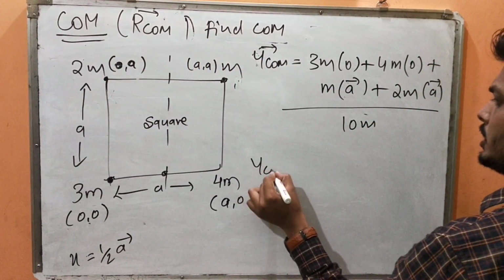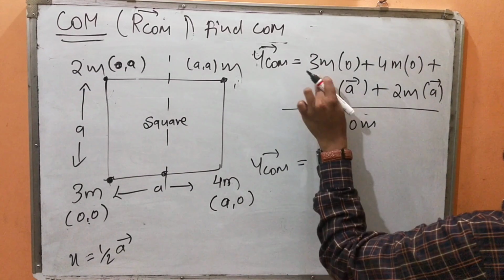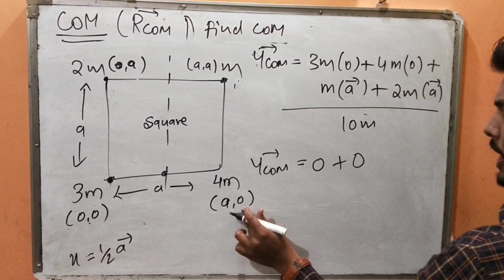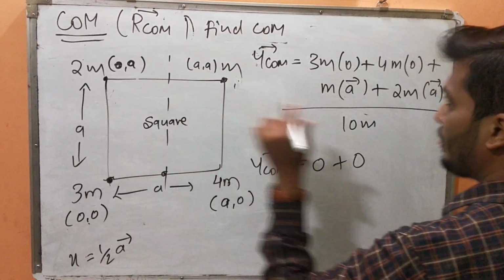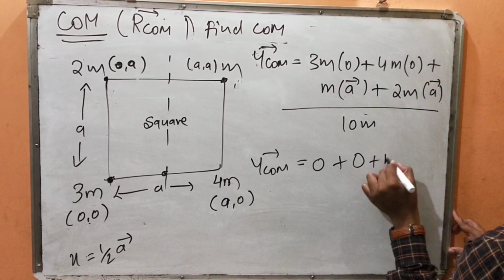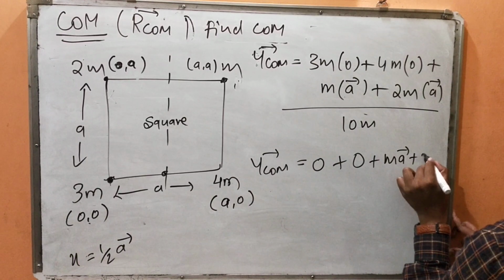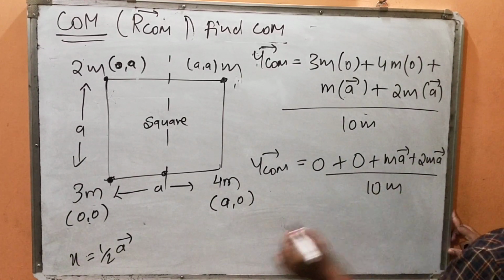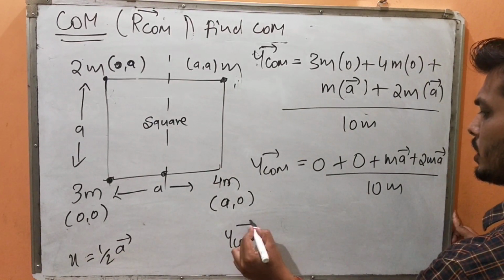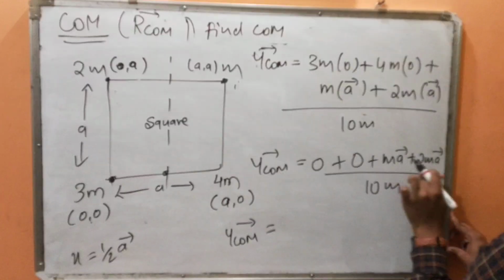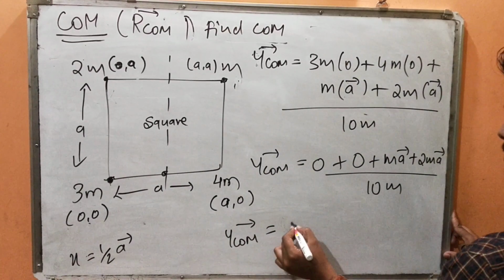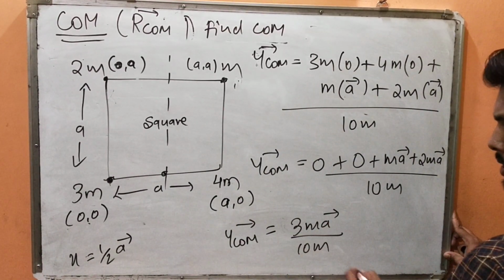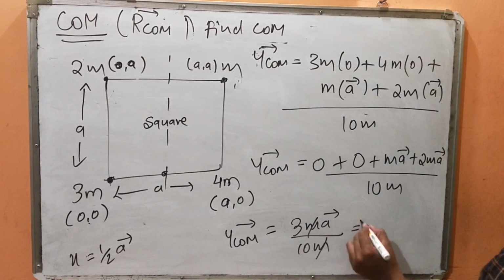Okay. So y center of mass will be what here? 3m into 0 will be 0. 4m into 0 will be 0. Look, y coordinates are 0 here. 0, 0. Are you understanding? Plus mA plus 2 times mA divided by 10m. So y center of mass is what? 2mA and plus 1mA, this will be what? 3 times mA divided by 10m. So m gets cancelled.